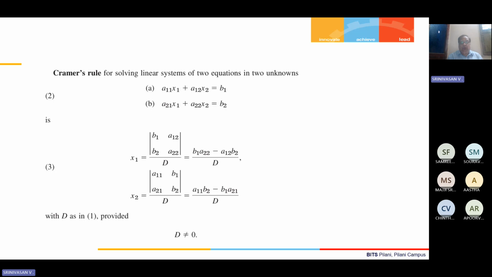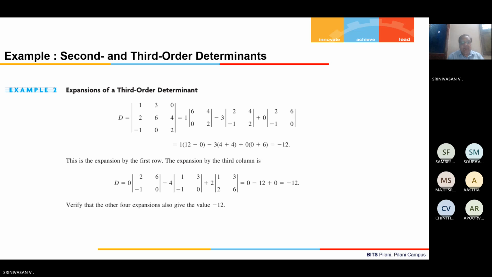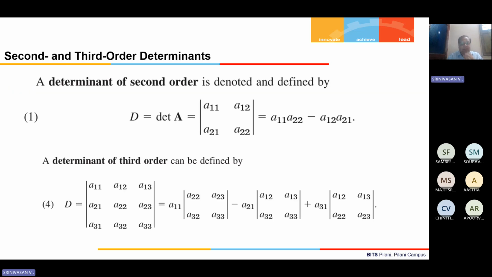A11, A12, A21, A22. So what is the expansion for the numerator now? B1 A22 minus A12 B2, over D. Similarly, X2 is equal to, keep the first column now as it is, A11, A21. Replace the second column, that is coefficients of X2, by B1, B2. To get X2 expansion, over D. So where D is as in 1. That is we know very well. Okay, right. So what is D? So this is your D.